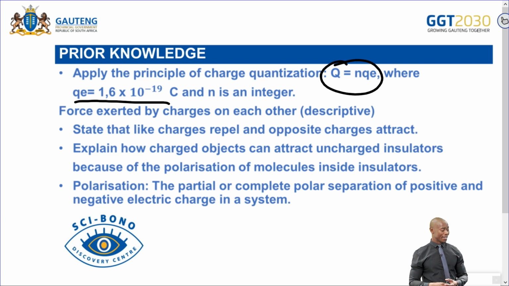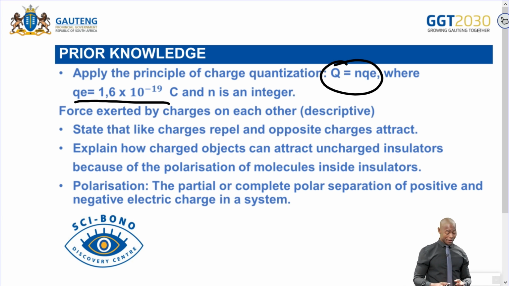Then again in grade 10, you also looked at the forces. So between like charges, there's a force of repulsion, and between unlike charges, there's a force of attraction. Okay, so like charges repel; opposite charges attract. So that is grade 10. Now we're in grade 11, but what you did in grade 10 is also applicable, or is also examinable in grade 11. So we cannot neglect that.